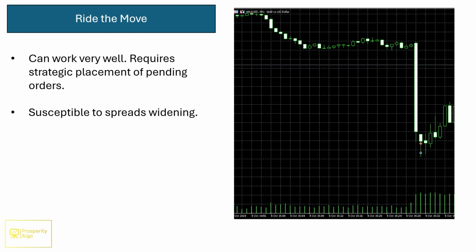So riding the move can be a good approach, but you have to be extremely fast. You likely have to be very mindful of spreads. So I would be very skeptical of doing this manually. However, it can work extremely well algorithmically, as you can use a spread filter and a computer is far faster than any human can be.